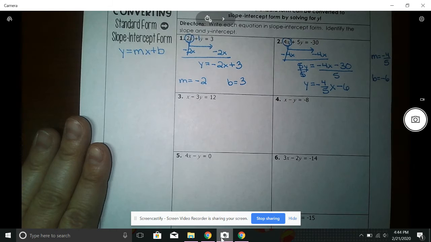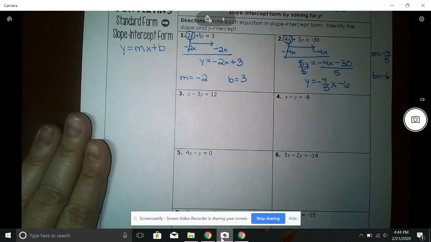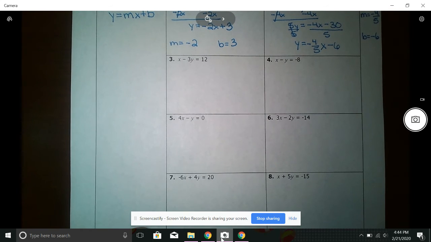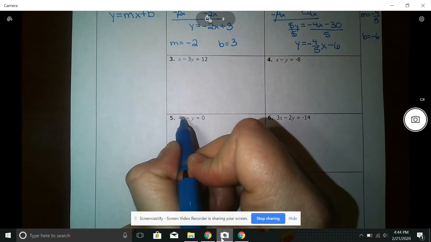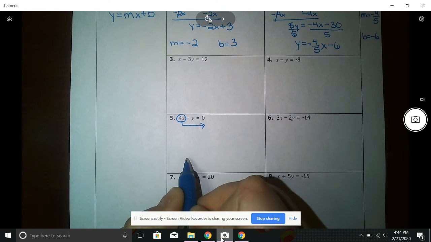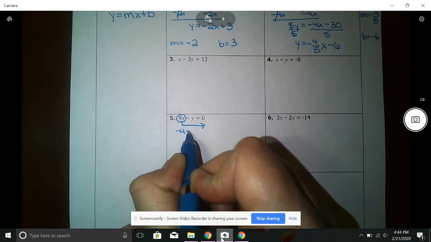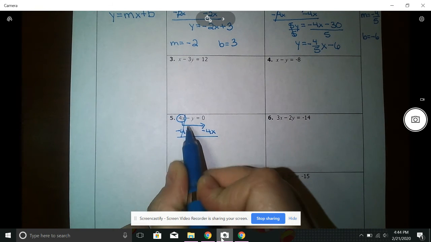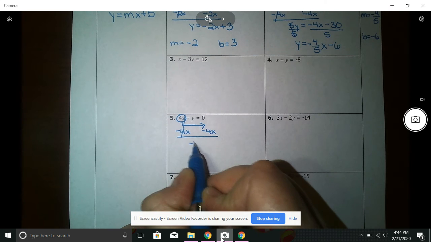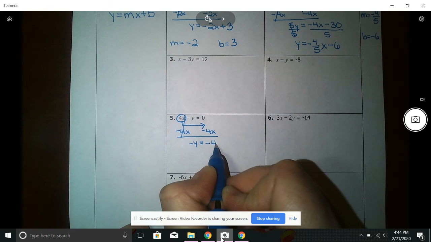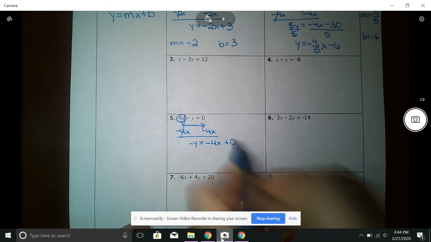What are we going to do if there's a 0 mixed into our problem? Well, we're going to follow the same steps we've been following. Step 1, move over the 4x. It's a positive 4x, so to move it, I need to subtract it. That leaves me with a negative y equals, and let's put this in the right order, mx plus b: negative 4x plus 0.